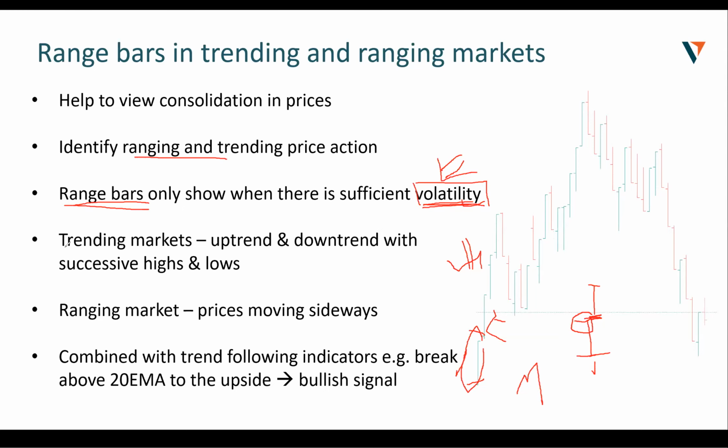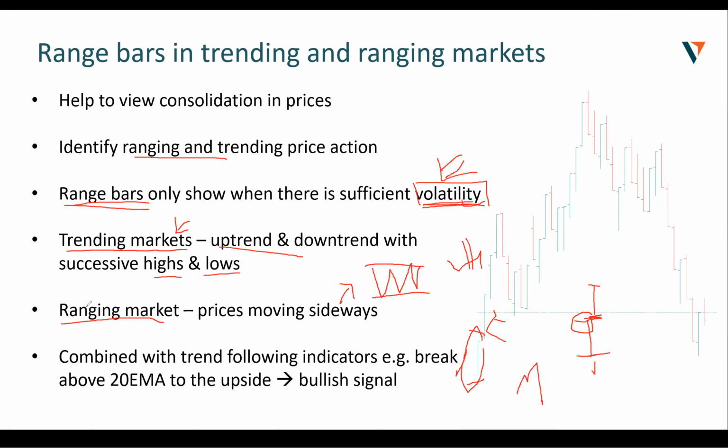Okay, and then we talk about trending markets as well. Trending and ranging markets, and the main difference between them has to do with market structure. In an uptrend, prices form successive higher lows and higher highs, as we saw in the chart earlier. In a ranging market, prices move sideways. In this case, usually price would respect a support and resistance level, so it tends to bounce in between.